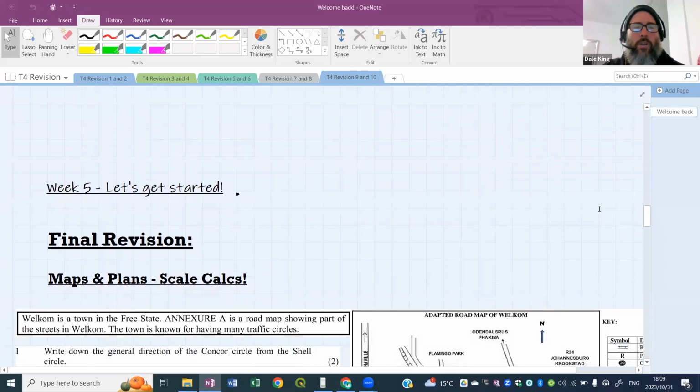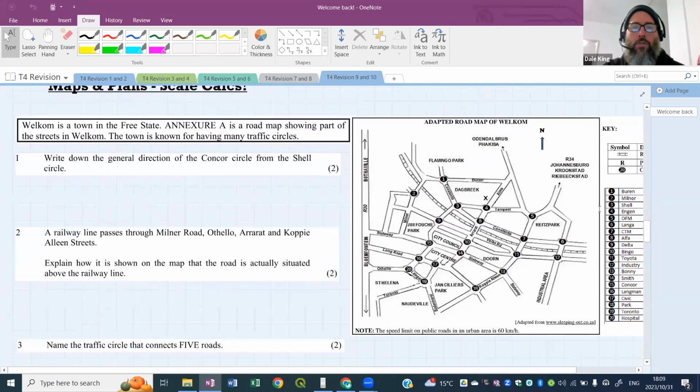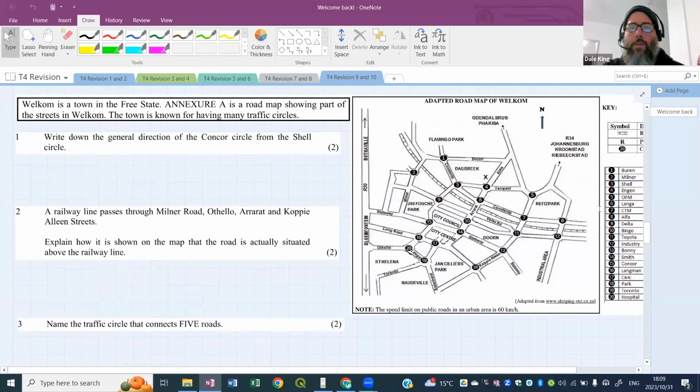Because it's map work, we are going to have to swing to a map and back to the question quite a lot. So it's going to get quite irritating. You've got to bear with me. We've got to look at the question, then look at the map, then look at the question, then look at the map. So just bear with me as we chop and change between the question and the map here. But let's have a look at the first one.